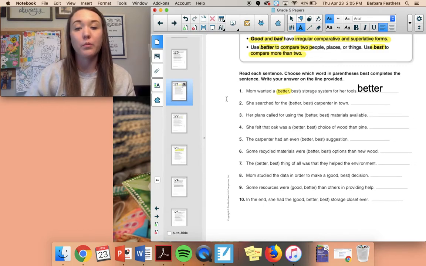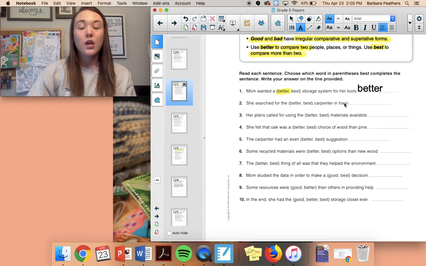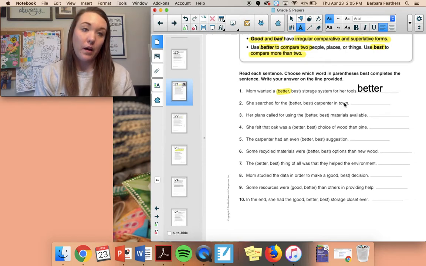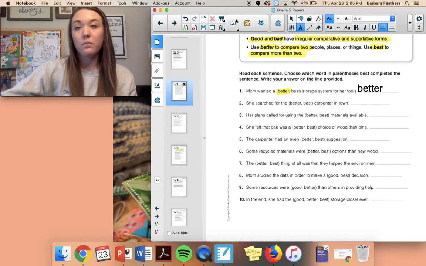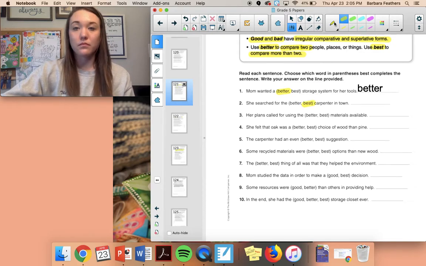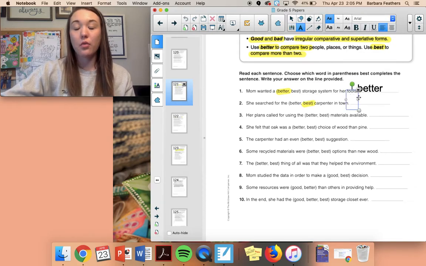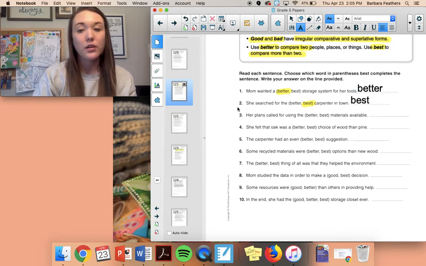The next one, number 2, says she searched for the blank carpenter in town. If I were thinking about this one, I would think that there are many carpenters in town, so I would want to choose the word best because I'm comparing 3 or more carpenters. You will continue these directions for 3 through 10.